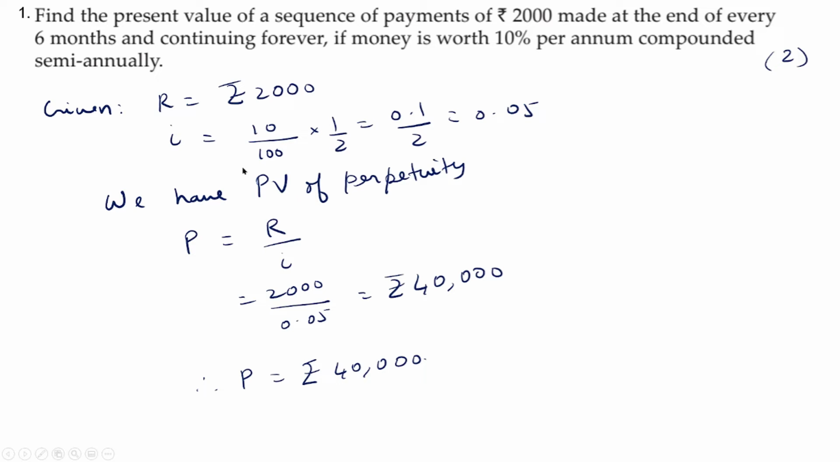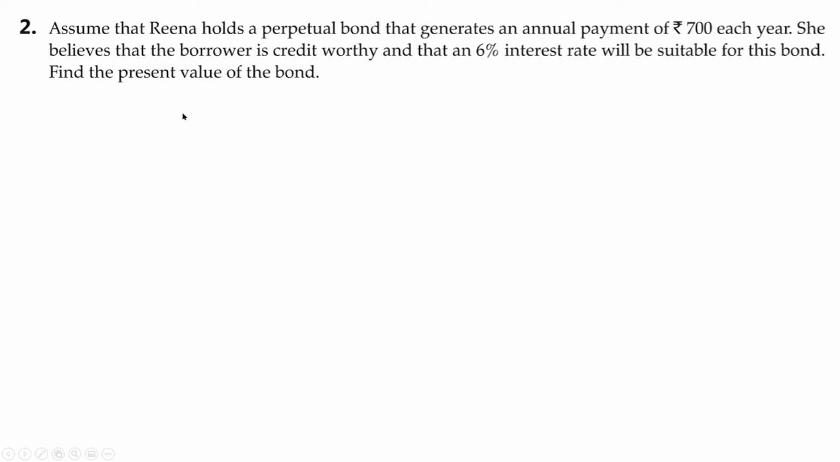Writing what is given and finding I, it carries 1 mark, and then writing the formula for present value of perpetuity, substituting the values, and the final answer carries 1 mark. Moving on to the next question.